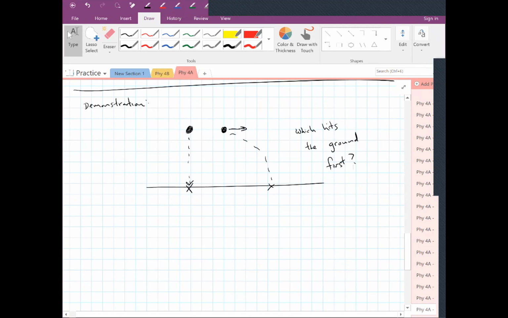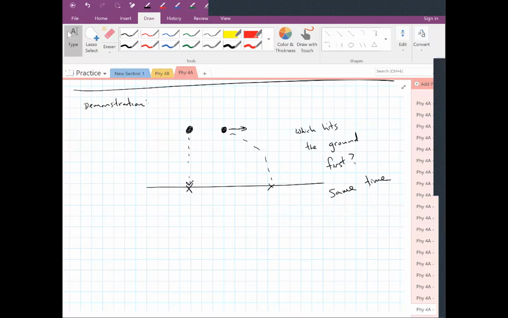Okay, and the verdict is: same time. Both hit at the same time. And the reason is that we can completely separate vertical and horizontal motion. They are independent of one another. Both of these objects started out with the same vertical velocity, in this case, 0. Both of them had the same acceleration. Both of them had the same distance to fall. They both got there in the same amount of time. Okay?